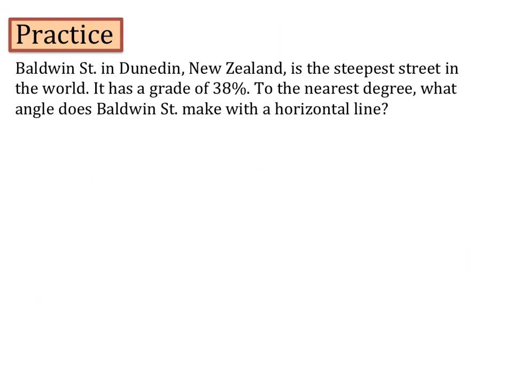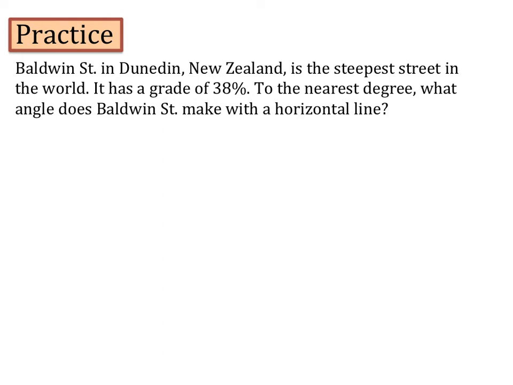So let's figure out how we use our knowledge to help us find the angle that streets make with a horizontal line. In this scenario, we're looking at Baldwin Street in New Zealand, which is the steepest street in the world and has a grade of 38%. We have to find the angle that Baldwin Street makes with the horizontal line.